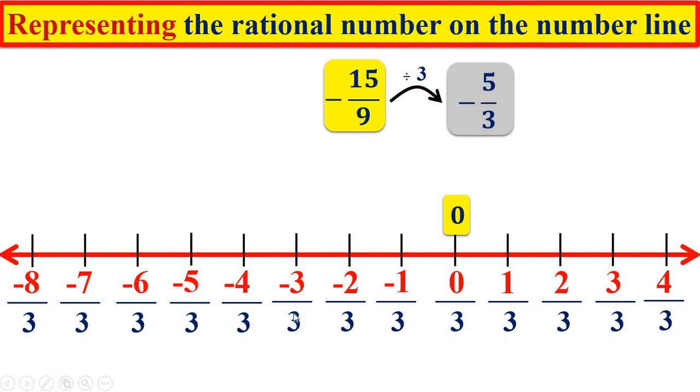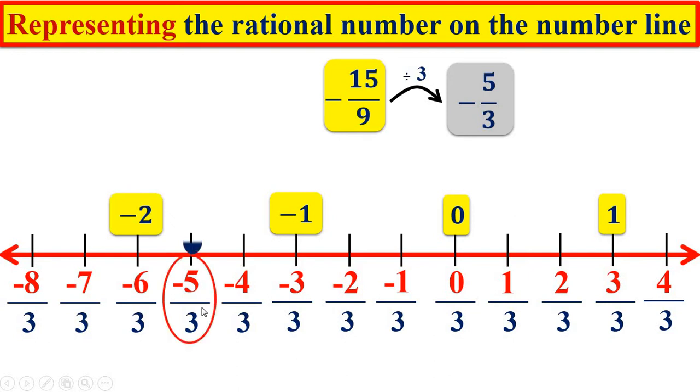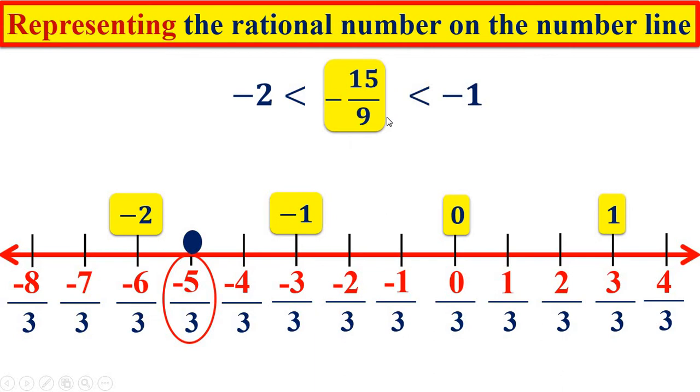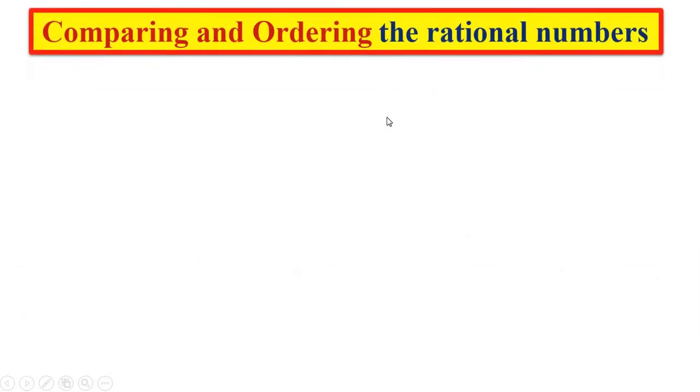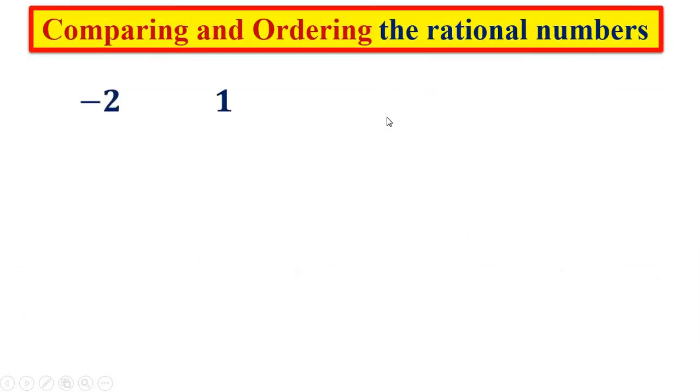Before it, negative 3 over 3 will be negative 1. And here negative 6 over 3 equals negative 2. So negative 5 over 3 is here between negative 2 and negative 1. Negative 2 and 1, which is bigger? 1, because 1 is positive. Negative 5 over 3 and 1 over 2, 1 over 2 is bigger because 1 over 2 is positive.